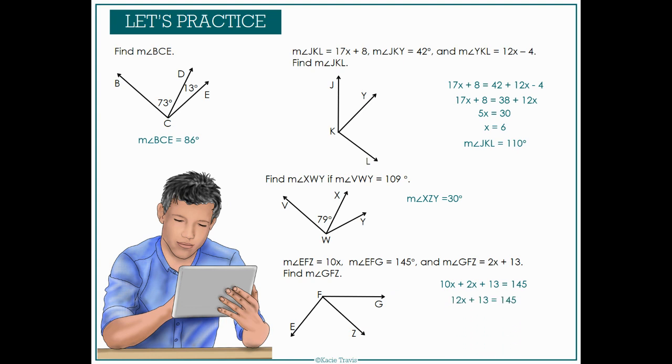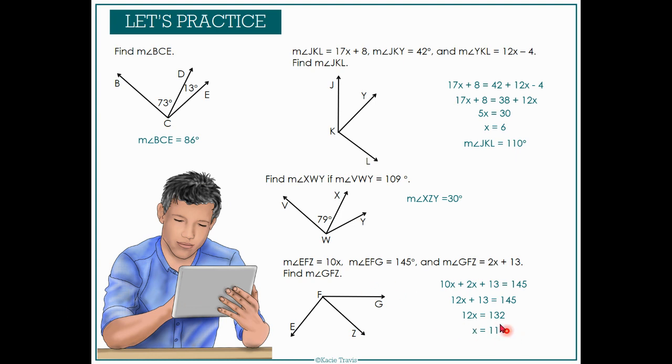That's how I get that 12x. I subtracted 13, so that's how I get down to 132. And then I divide both sides by 12, giving me x equals 11. And I'm done. Or am I? No, I got to go back and figure out what GFZ is.